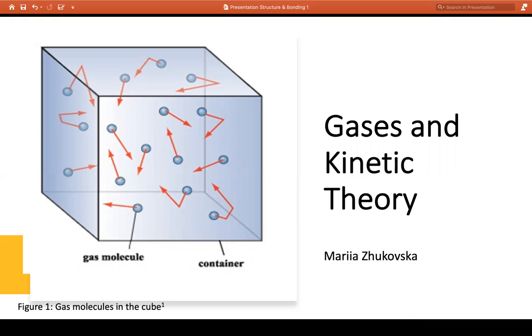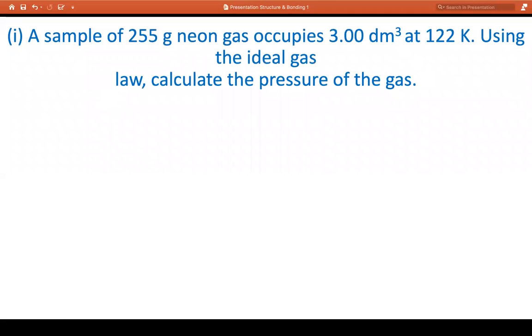I'm going to explain the question on the topic of gases and kinetic energy. This question has 3 different parts that I'm going to explain, and hopefully you're going to get how to do this. Okay, so coming to the first question.